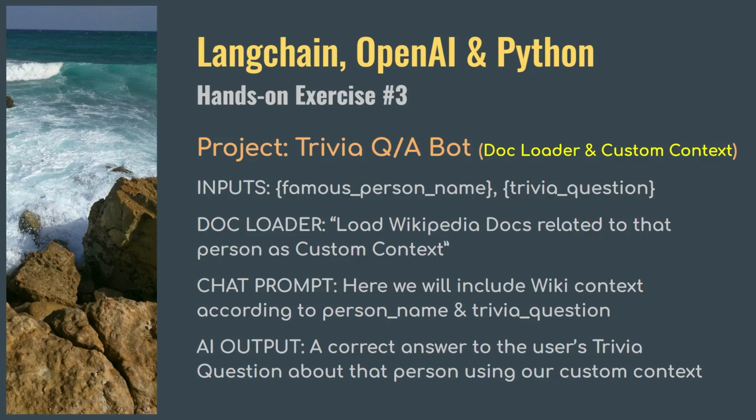Then we create our chat prompt with the person name, trivia question, and our custom context and send it to the AI model for an accurate answer using our custom context. That said, let's get started.